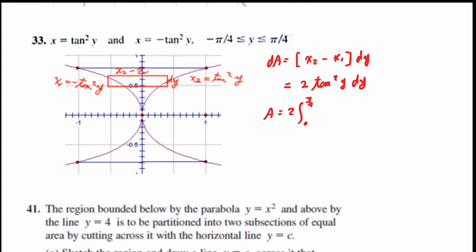Ooh, how are you going to integrate this? Like this. You remember this identity? Tangent square is secant square minus 1. And then, what's the antiderivative of secant square? Derivative of something is secant square, and that something is tangent. And this is just y. Oh, that's nice and easy. Good. And pi over 4, tangent pi over 4, of course, is 1. So we have 4.